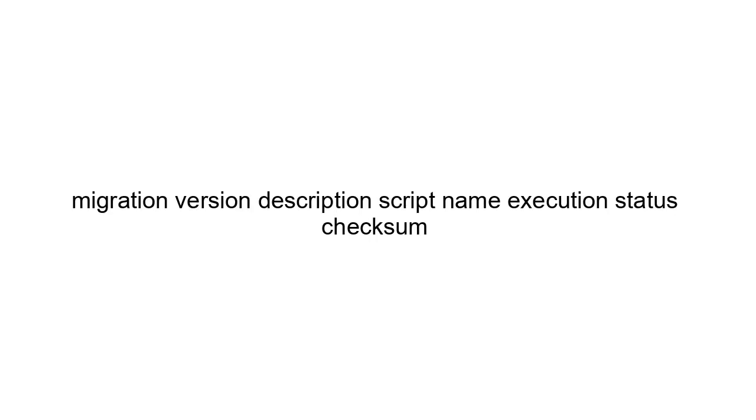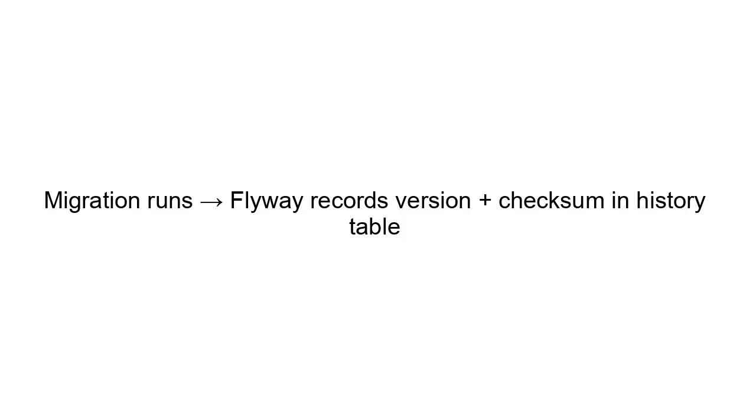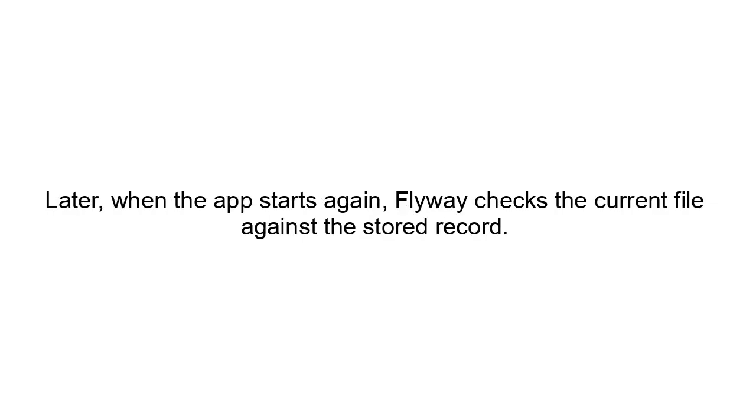Where Flyway stores migration history. Flyway keeps migration records in a table, usually named flyway_schema_history. This table stores details such as migration version, description, script name, execution status, and checksum. Example concept: when a migration runs, Flyway records the version plus checksum in the history table. Later, when the app starts again, Flyway checks the current file against the stored record.